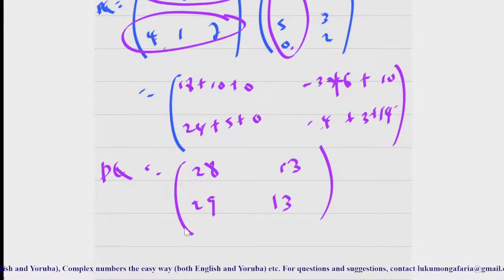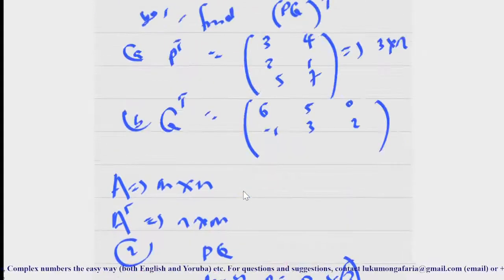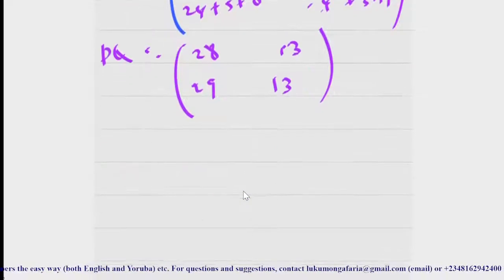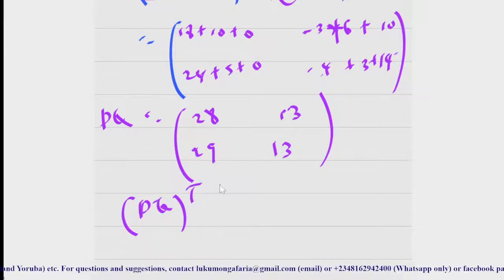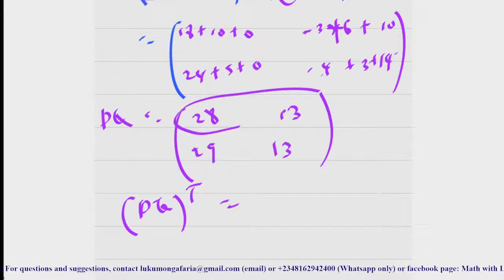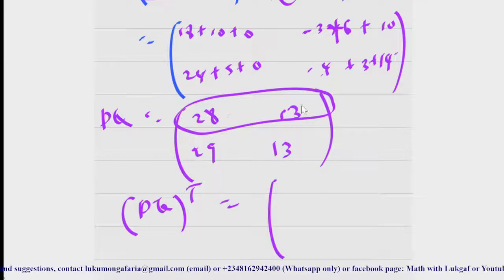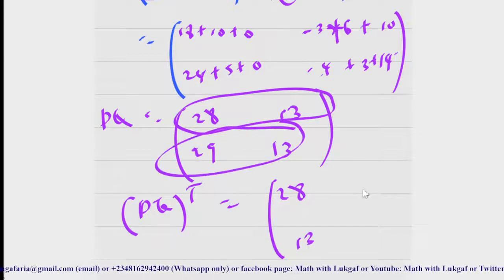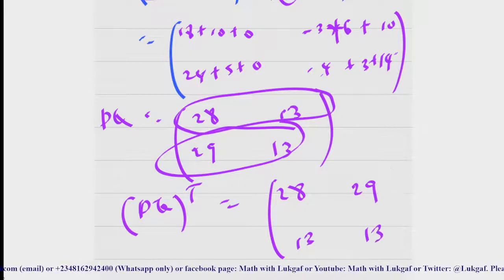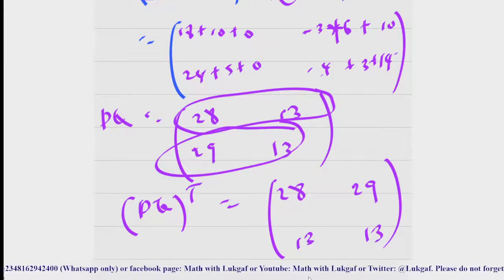But the question says initially that we should find the transpose of PQ. So then my PQ transpose will now be what? Then you interchange the row with columns. This is the row before, then you now change it to column. You have 28, 13. Then the second one as well, 29, 13. You can see that's how you are going to be finding the transpose of a matrix, which is very simple. You just interchange the row by column.